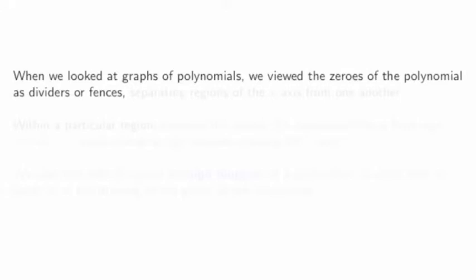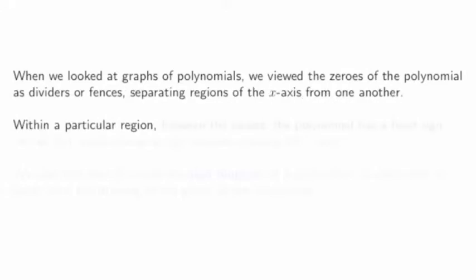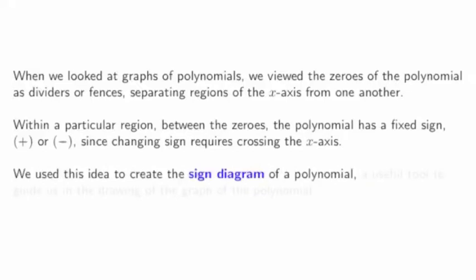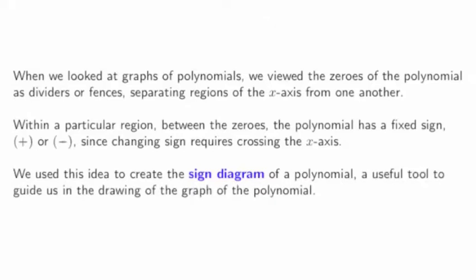When we looked at graphs of polynomials, we viewed the zeros of the polynomial as dividers or fences separating the regions of the x-axis from one another. Within a particular region between the zeros, the polynomial has a fixed sign, plus or minus, since changing sign requires crossing the x-axis. We use this idea to create the sign diagram of a polynomial, a useful tool to guide us in drawing the graph of the polynomial.